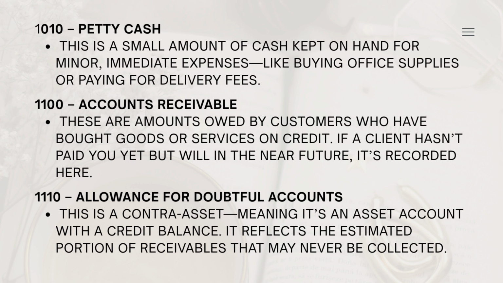1100, accounts receivable. These are amounts owed by customers who have bought goods or services on credit. If a client hasn't paid you yet but will in the near future, it's recorded here. 1110, allowance for doubtful accounts. This is a contra asset, meaning it's an asset account with a credit balance. It reflects the estimated portion of receivables that may never be collected.